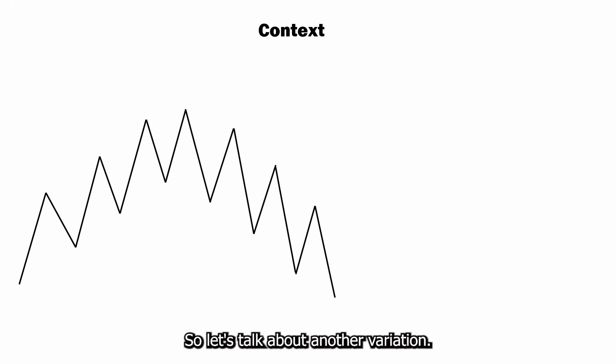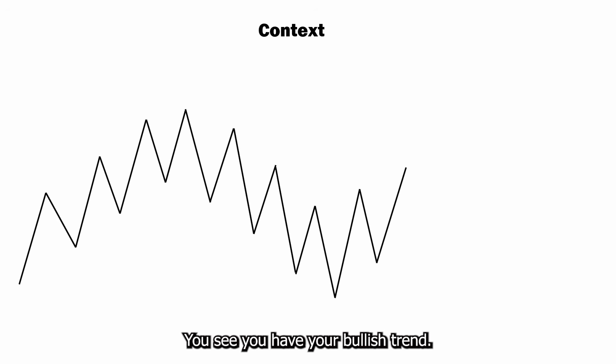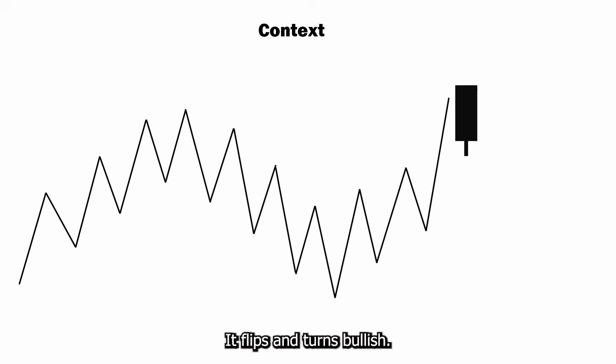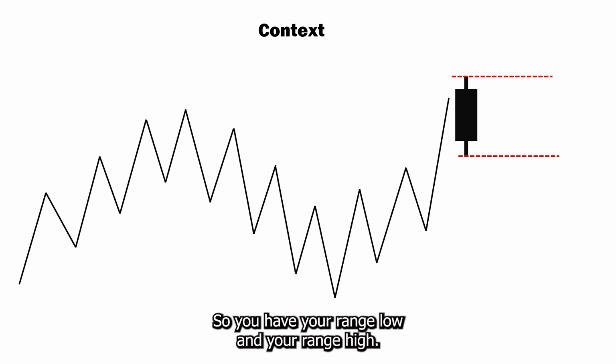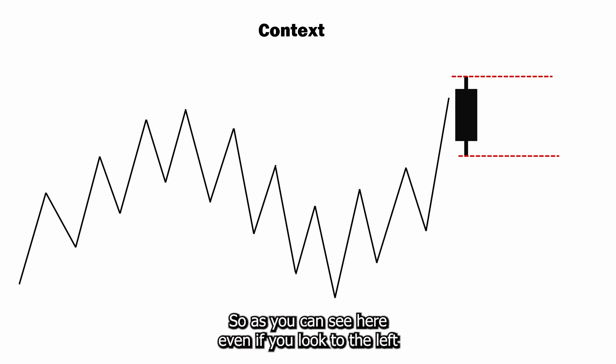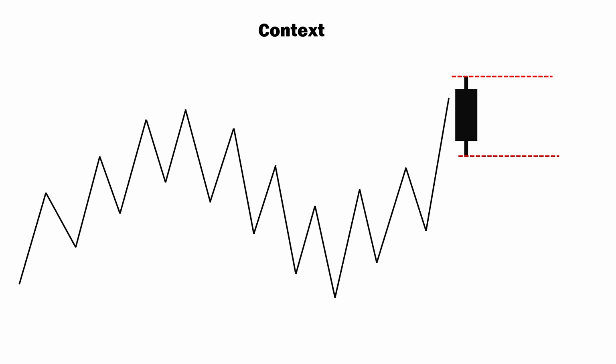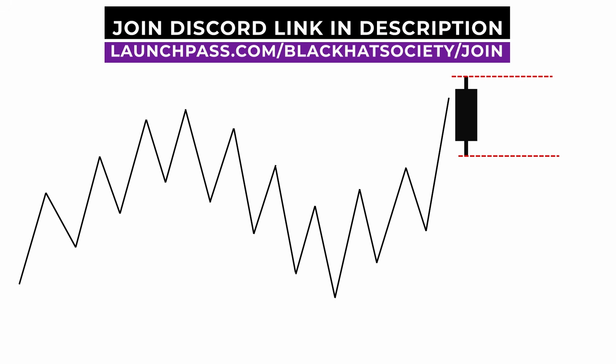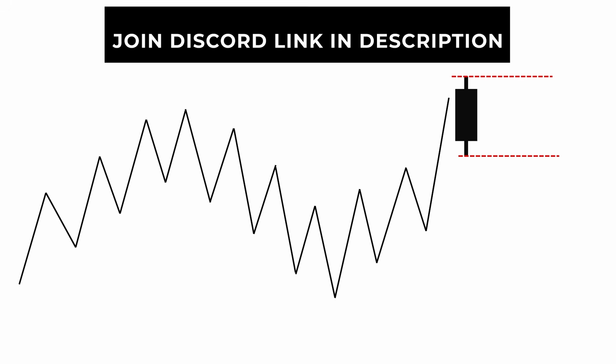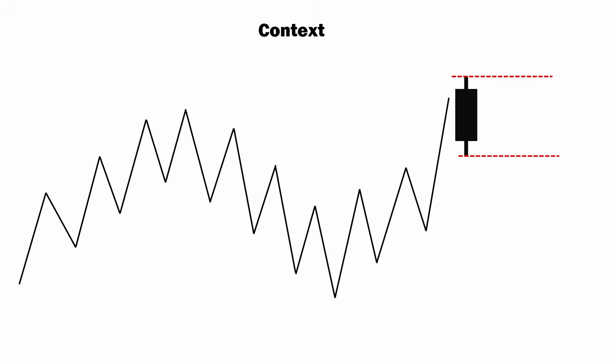So let's talk about another variation. You see you have your bullish trend. And now you have a bearish candle that flips and turns bullish. And now you have your range, so you have your range low and your range high. As you can see here, even if you look to the left, you can see that price broke structure. So not only were you bullish on your recent swings, which are your previous two swings, you are bearish on the macro as well, on the complete overview, because price broke the previous peak.